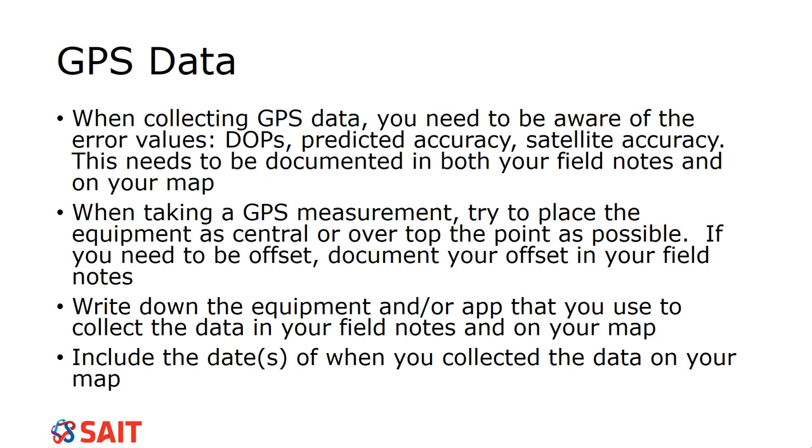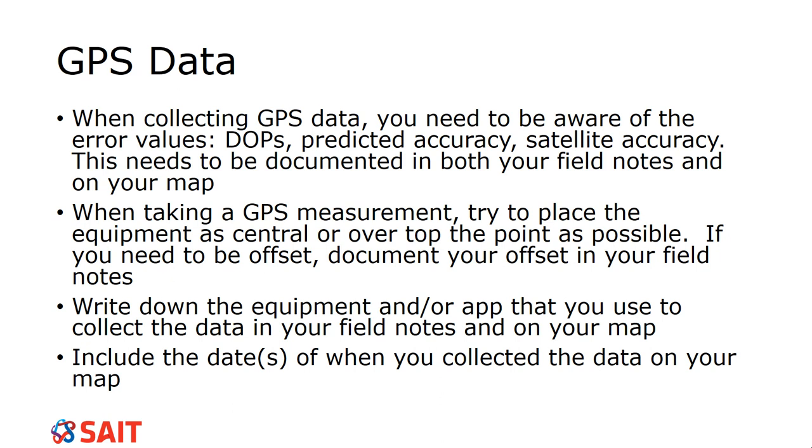Some software allows you to get a predicted accuracy, especially handheld systems, which say, hey, you're getting a 3-meter accuracy or you're getting a 15-meter accuracy. Write that down if you have that. Of course, it's going to bounce around, but when you take a measurement, take a look at the accuracy and then write it down. Okay, that's important. Also, you can look at satellite accuracy.